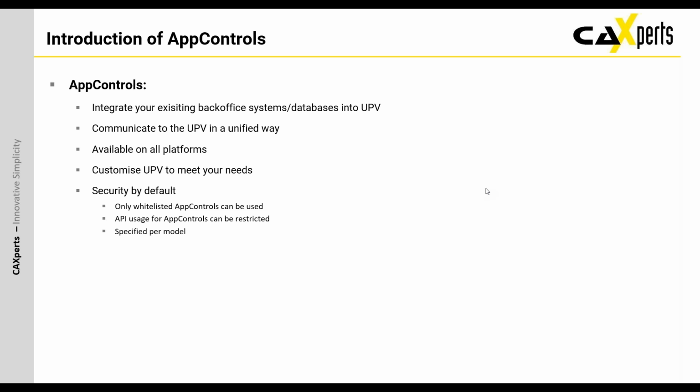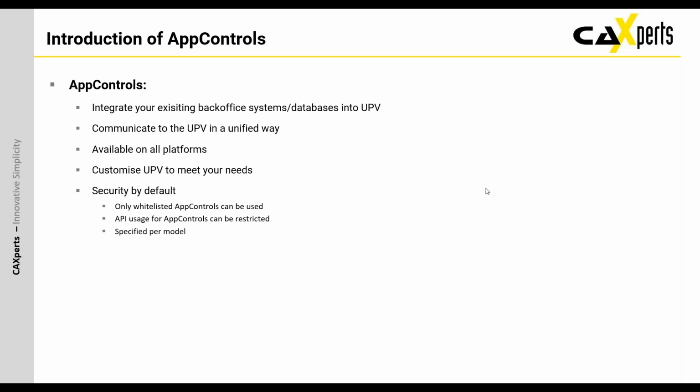That means we no longer have different APIs between the standalone viewer and browser-based viewing, but we also have a unified way of communicating between Windows, Android, and iOS. So you can use an app control or your integration on all platforms, so also on site, for example, where you might not have a laptop or computer available.